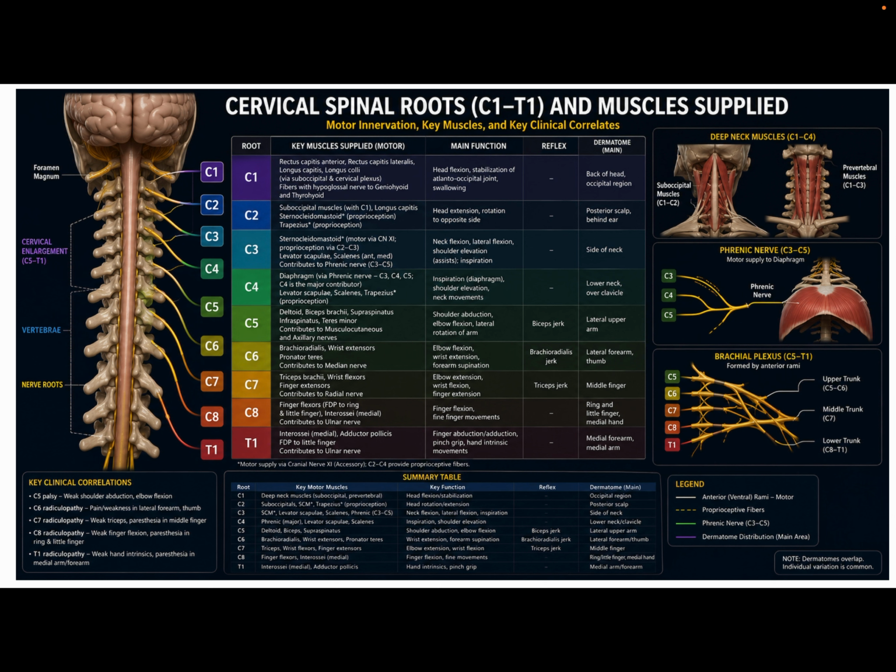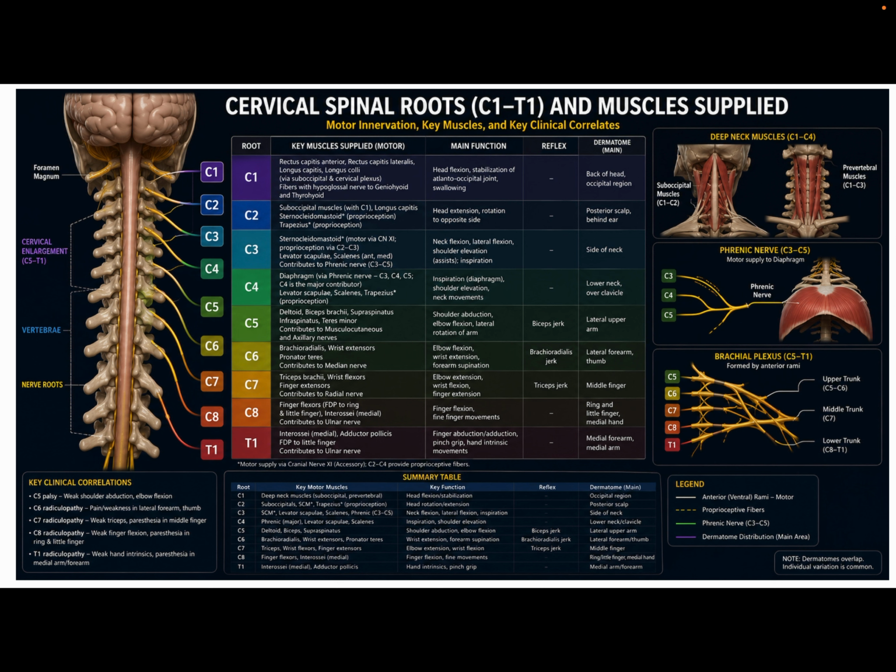Its primary functions include diaphragmatic inspiration, shoulder elevation and neck movements. So what are the primary functions? Diaphragmatic inspiration, shoulder elevation and neck movements, and there is no routine reflex. The C4 dermatome includes the lower neck and clavicular region. So what is the C4 dermatome? Lower neck and clavicular region.